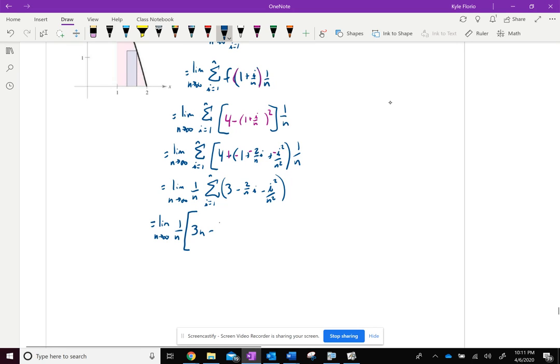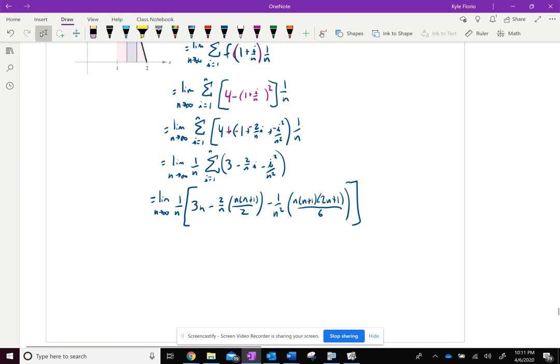Now 2 over n is a constant, so I'm just going to factor that out. And the sum formula for i is n times 1 more than n, over 2. This n squared I can take out. That's just a constant with respect to the index. And the formula for i squared is n times 1 more than n times double n plus 1, all over 6. Whew. All right. If you had to look back at the formulas for that one, I don't blame you.